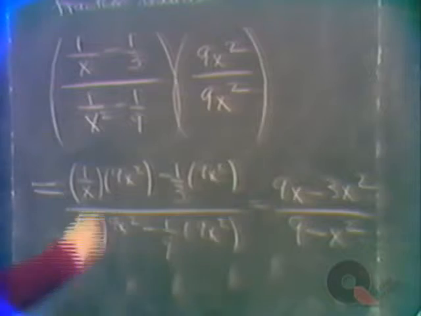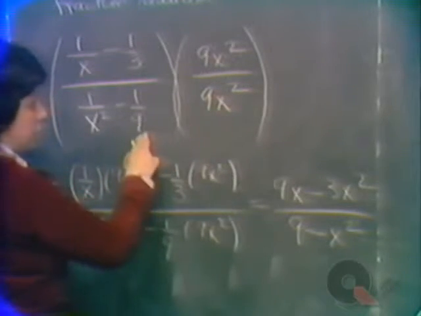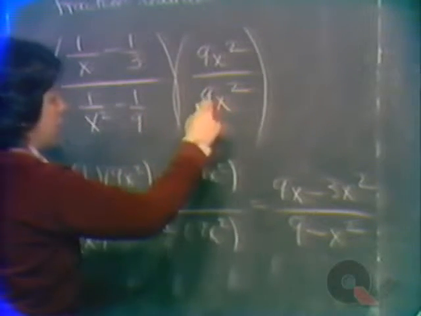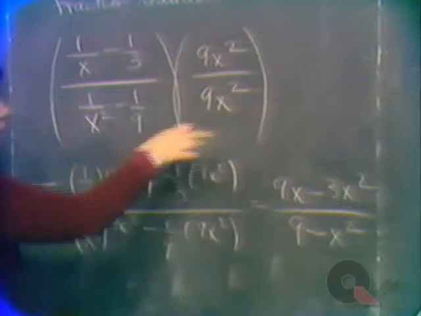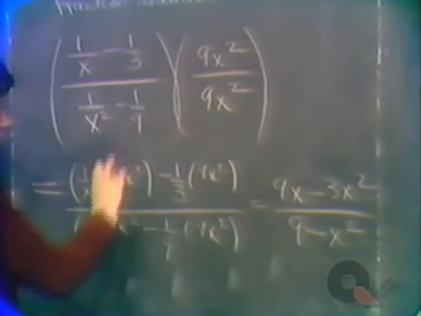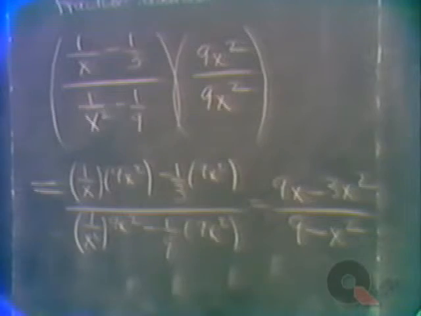Okay, just one thing here. When you're doing it, don't make the mistake, for example, of doing it in your head and canceling the 9 out here and then having nothing to distribute here. First distribute the 9x squared throughout, and then do your cancellations. Okay.